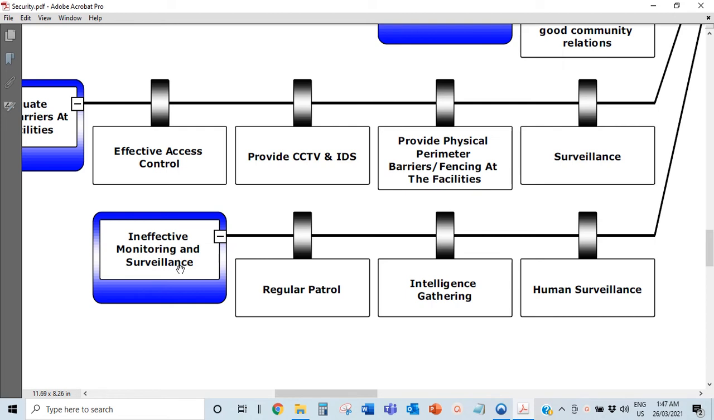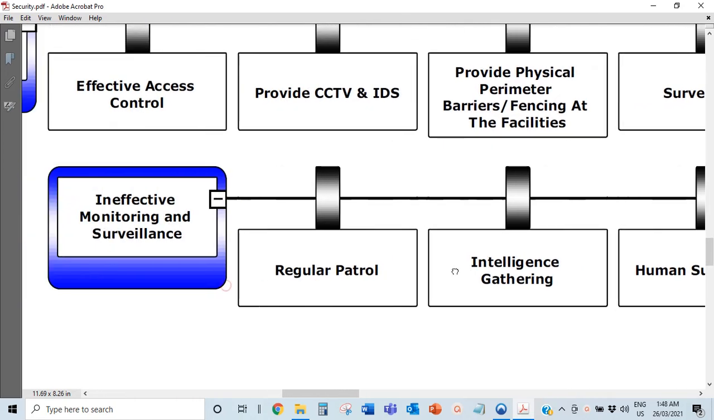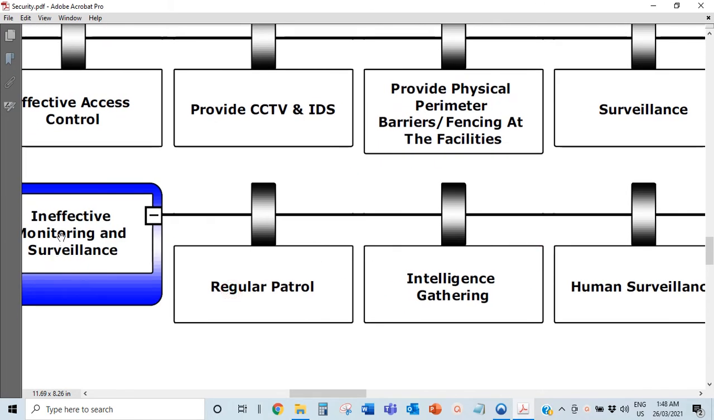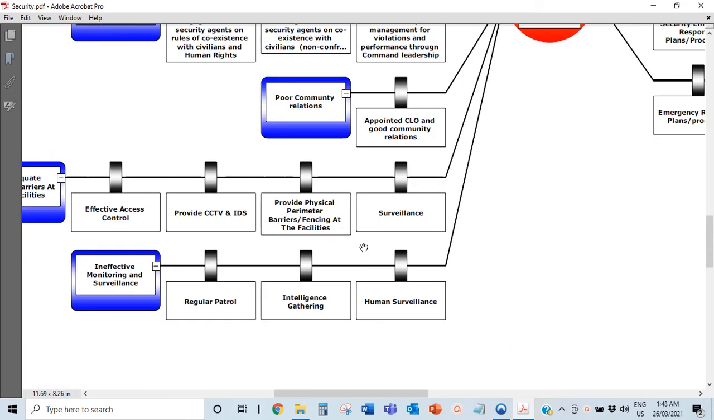Then ineffective monitoring and surveillance. So this could also be a de-escalation factor. They should probably be trained very well. Intelligence gathering, regular patrol, maybe every couple of hours you have a patrol, or you can make your pattern pretty random or haphazard so that no one knows that this soldier passes here at 2 o'clock, or this security personnel passes here at 3 p.m. and after 3 p.m. we don't see him till 5 p.m. You don't want them to be predictable. So these are all barriers to help with monitoring and surveillance.